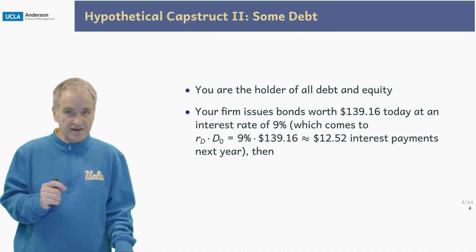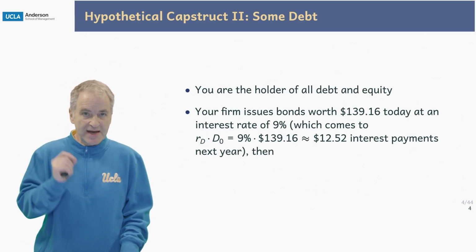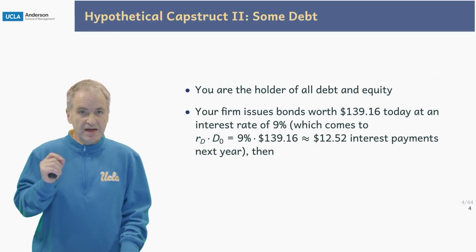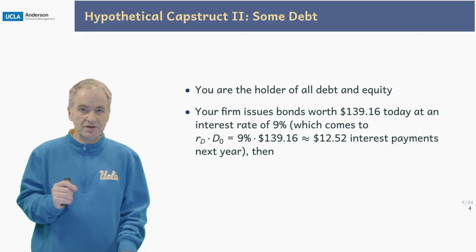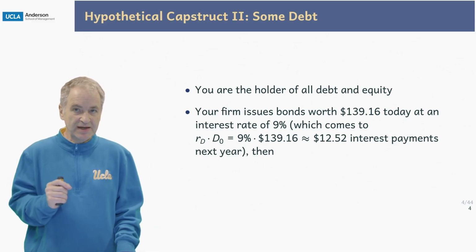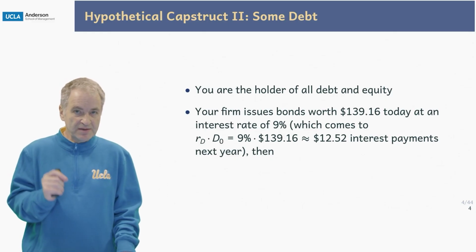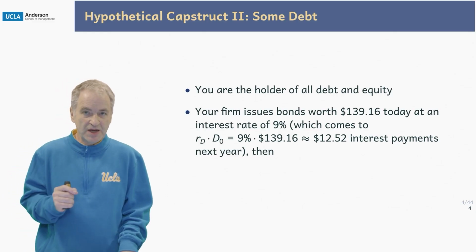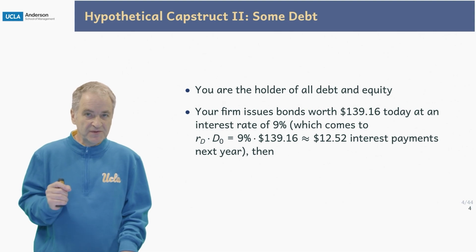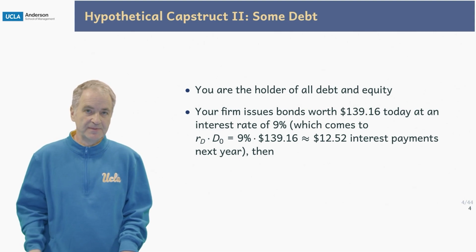Remember, in this example, you are the holder of all debt and equity, and now we're going to assume that your firm issues bonds worth $139.16 today at an interest rate of 9%. So that means you are going to have to pay $12.52 in interest payments next year.